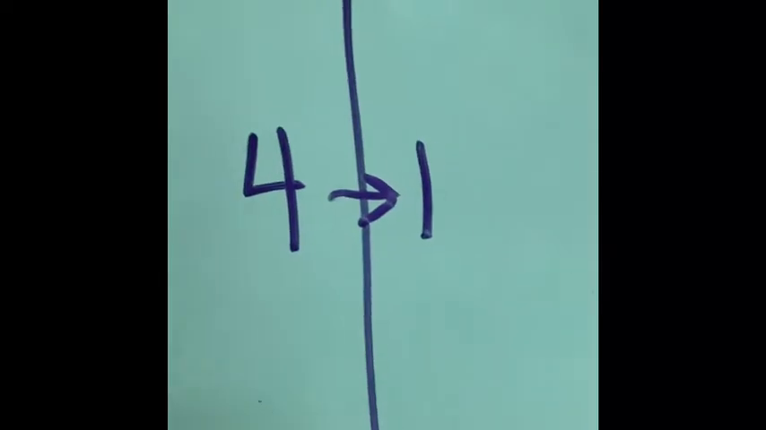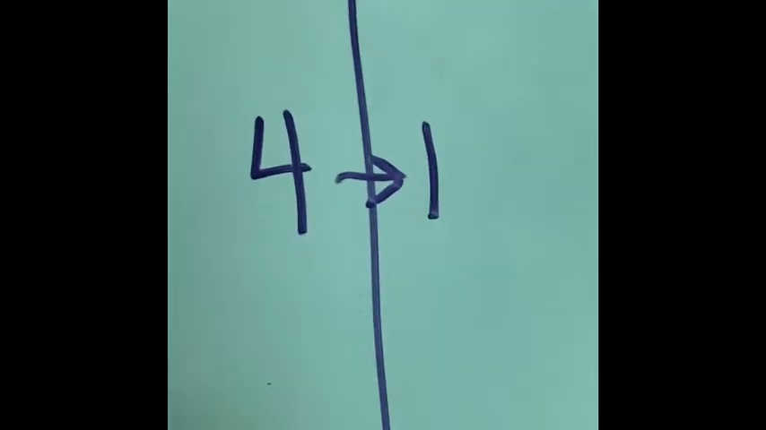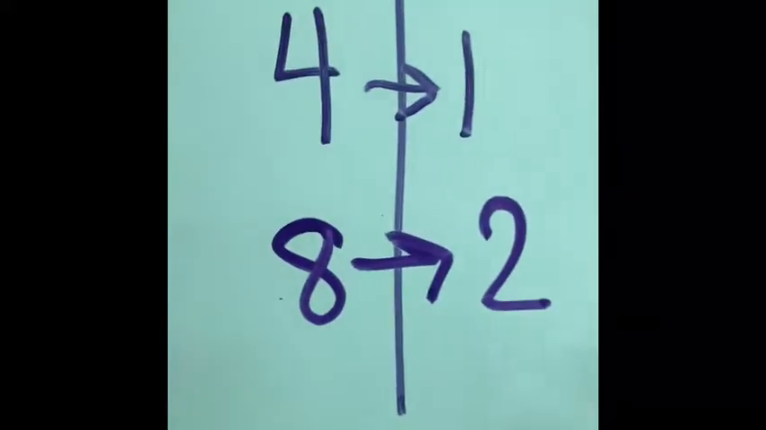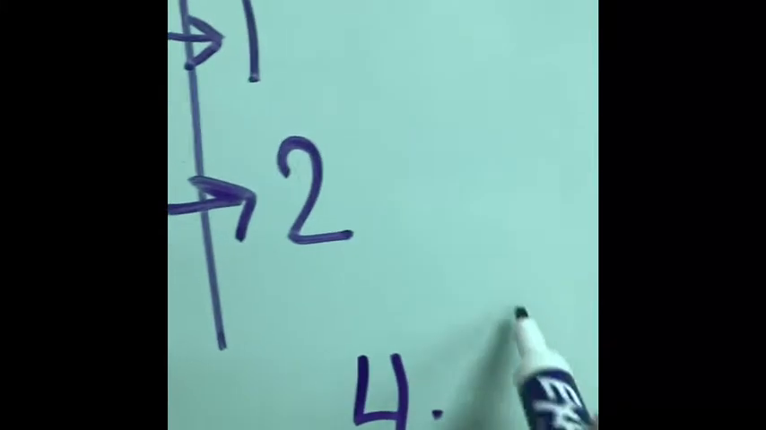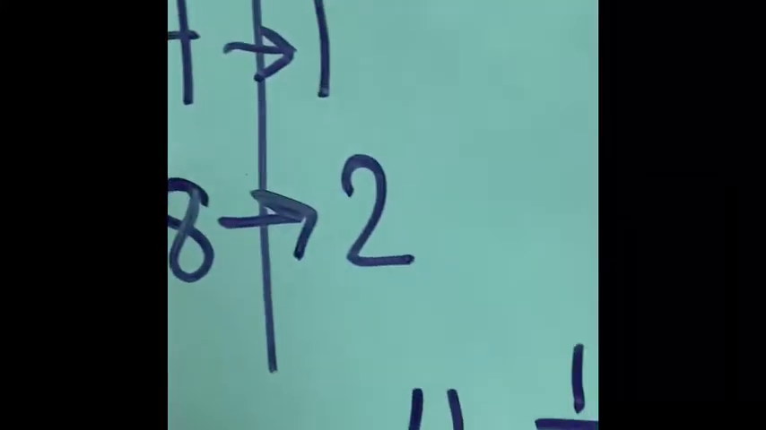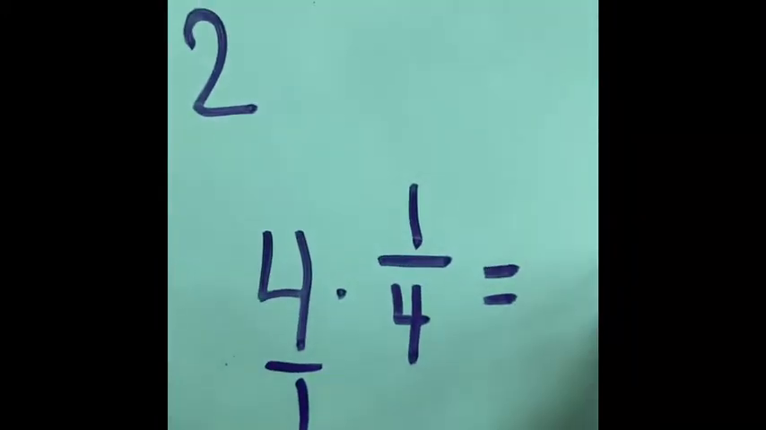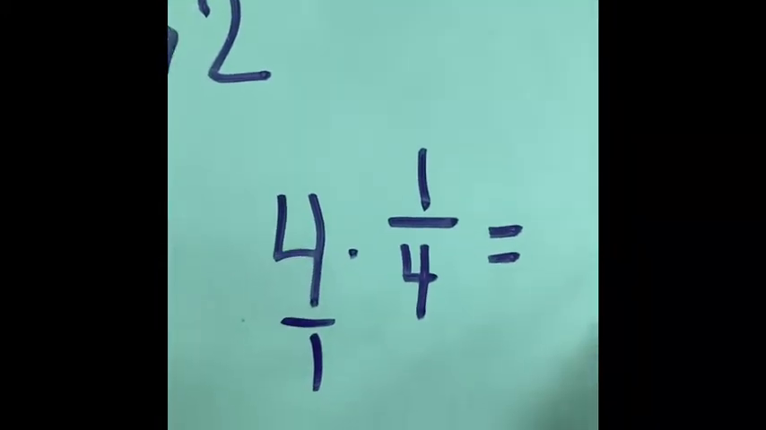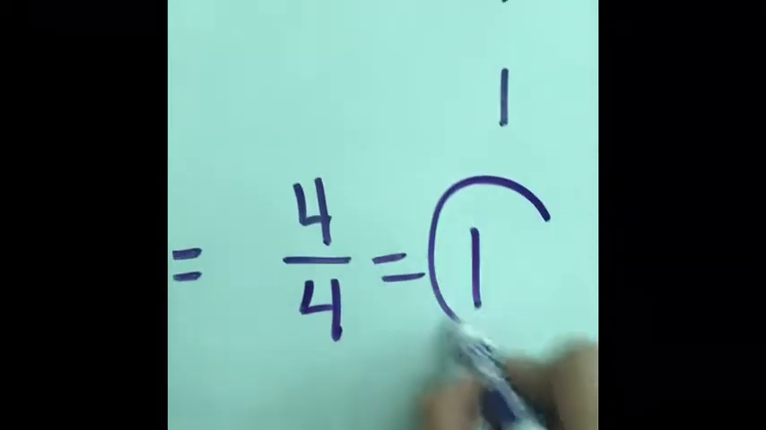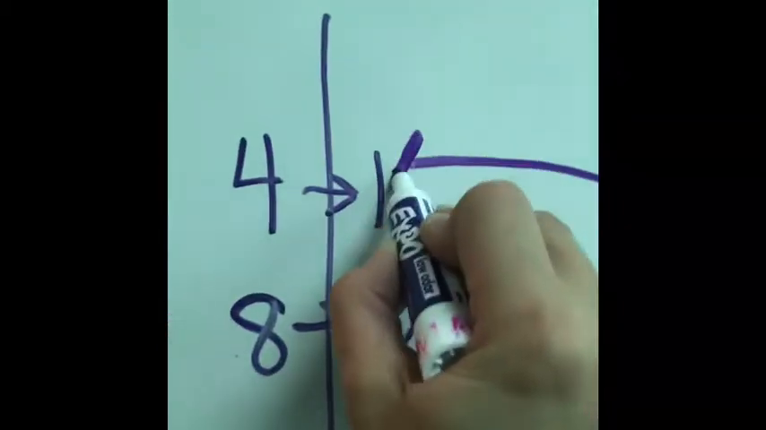So in this situation, I have 4 and I need to get over to 1. I'm going to have to multiply by something that is less than 1. And so in this situation, you were probably able to pick out that I had to multiply by a fraction. And if I take 4 and I multiply it by 1/4, remember that I multiply across the top, I multiply across the bottom, and that would give me 4/4, which is the same thing as 1. And that's what I have right over here in my chart.